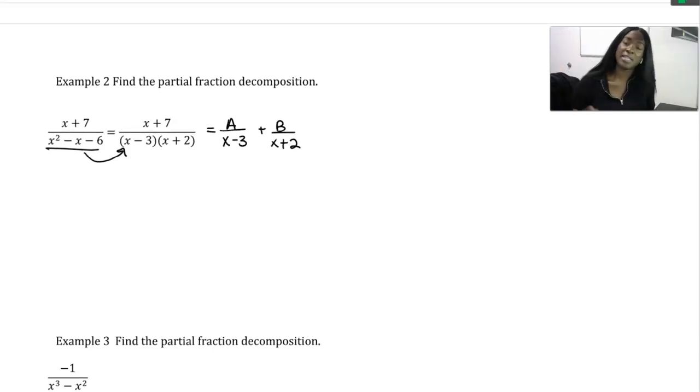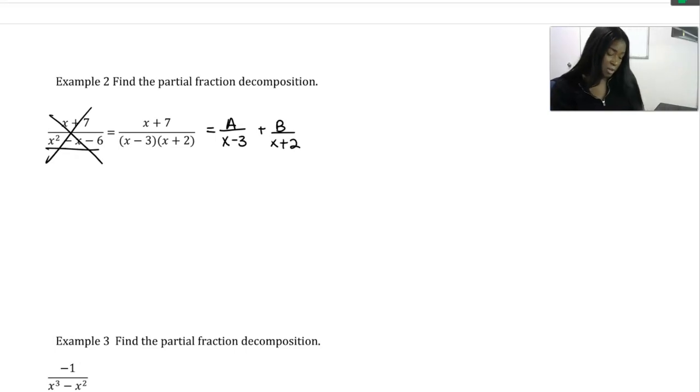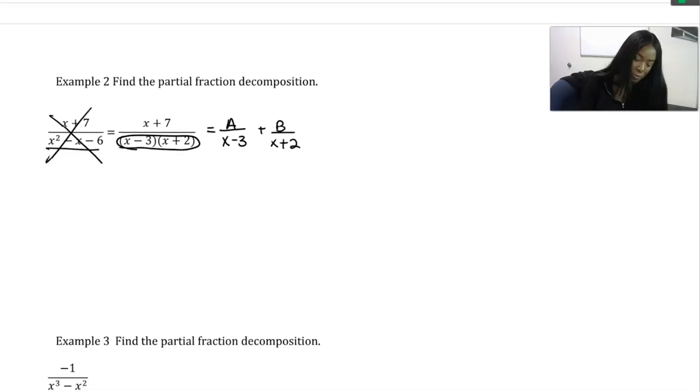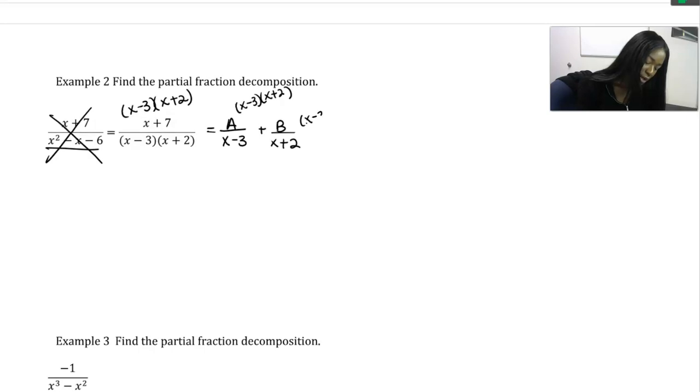Once we have that, the next step is for us to go in and clear out our denominators. I'm only working with those two sides of this equation. We're going to multiply everything by the common denominator on the left. You will always be multiplying everything by this denominator here. Okay? So multiplying by x minus 3 times x plus 2 there, multiplying by x minus 3 times x plus 2 there, multiplying by x minus 3 times x plus 2 here.